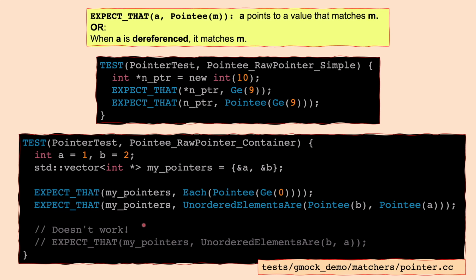And notice that I wouldn't have been able to write it like this. Because this is a vector of pointers, I cannot check its elements using B and A directly. I had to run another matcher on its elements so that then I can match them with B and A. So in short, the pointee matcher, all it does is it dereferences the pointer.